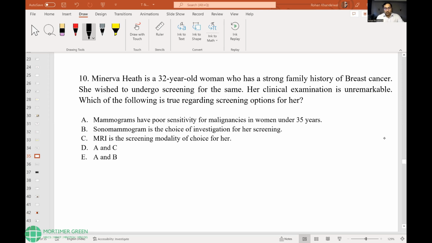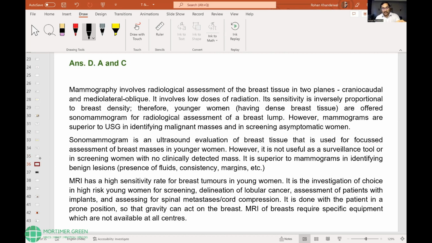Mammograms have poor sensitivity for malignancies in women less than 35. This is true, right? This is true because you have dense breasts, and in dense breasts, it is very difficult to make out a small lesion. Sonomammogram is the investigation of choice in her screening. No, that is not true. MRI is the screening modality for the young high-risk patient. So she is less than 40, she's young, and she has a strong family history. So in her, we have to do an MRI. So the correct answer is going to be both A and C.